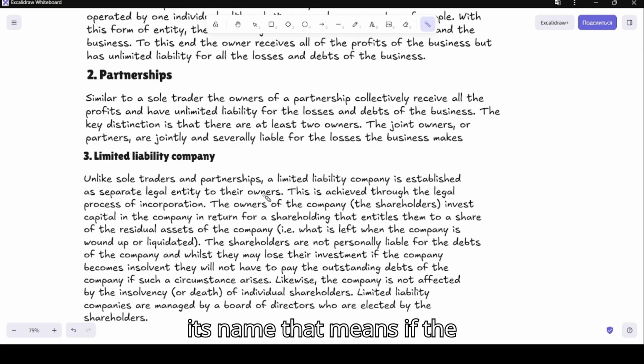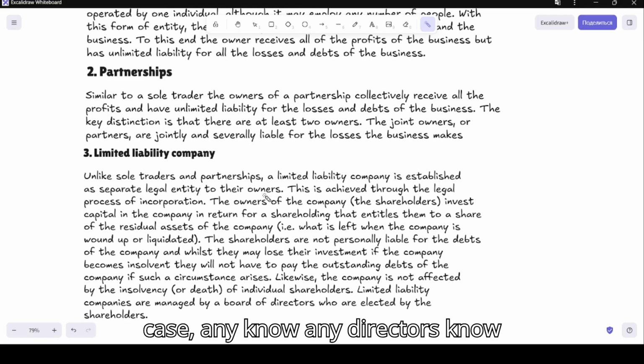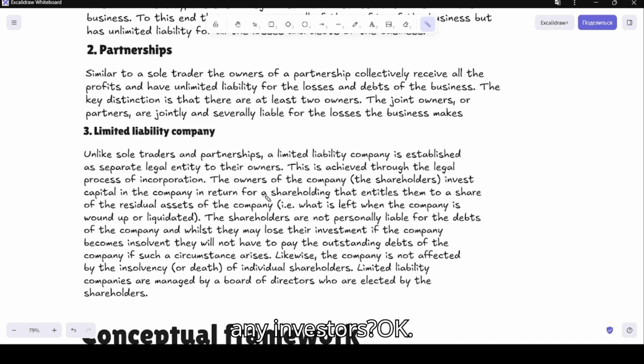That means if the business cannot cover its debts, no one is responsible in this case. No directors, no investors. Okay.